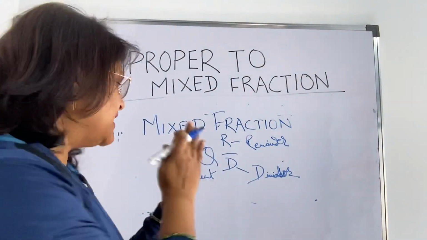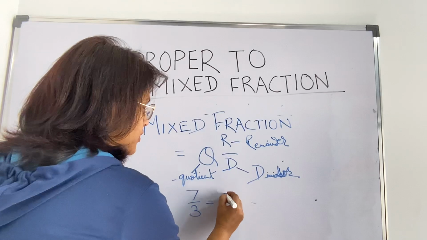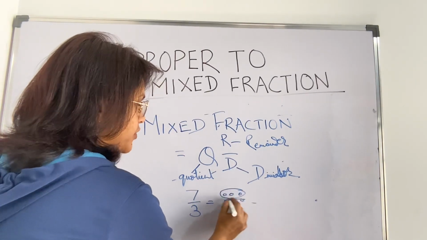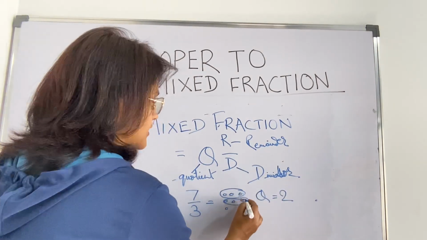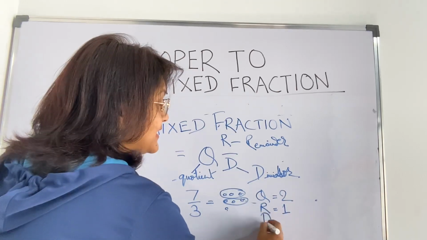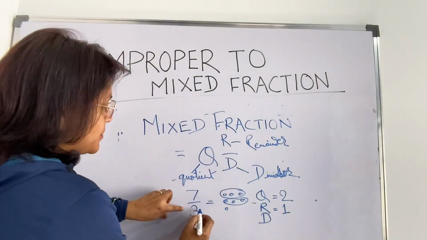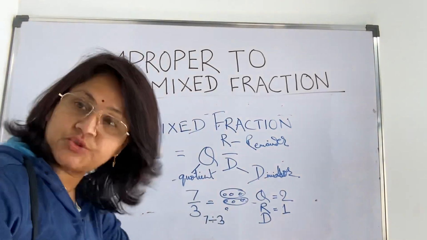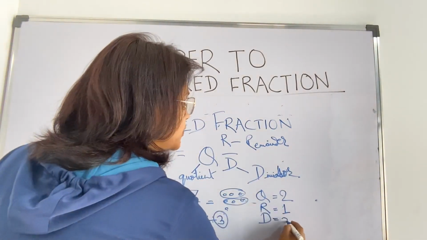Now, as soon as 7 by 3 came and we did 1, 2, 3, 4, 5, 6, 7, we wrote Q is equal to 2, R is equal to 1, and D is the divisor. So D is clear from here only. Like if we write the fraction in the form of 7 divided by 3, this is the divisor, so D is equal to 3.